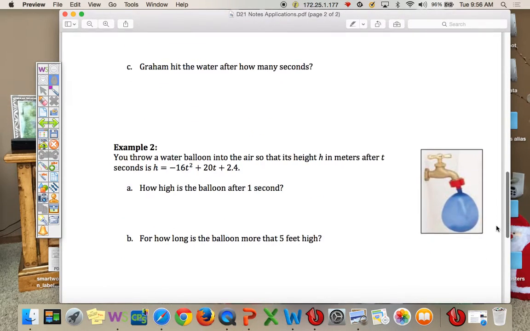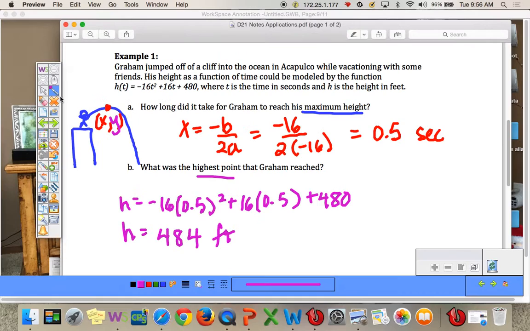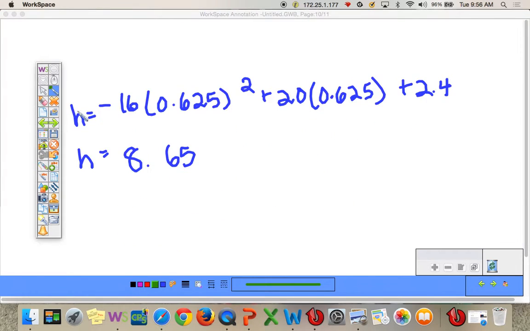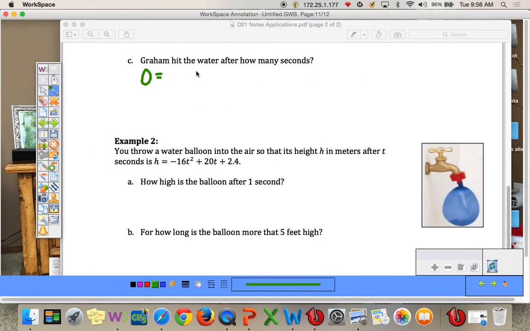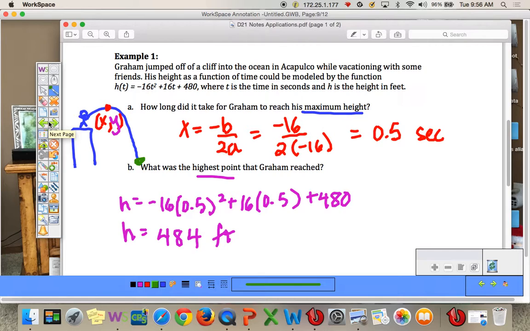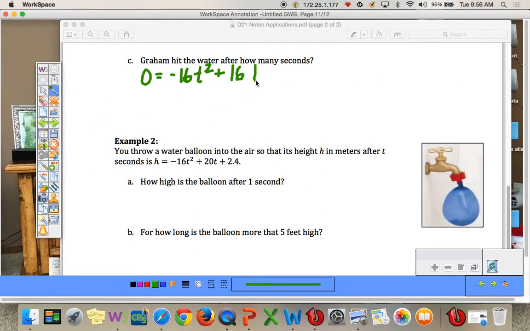Next question. Graham hit the water after how many seconds? So if we take a look at this, we're looking for when does he reach a height of 0? So we're going to set our equation equal to 0. 0 equals negative 16 t squared plus 16 t plus 480. And you can factor and use zero product property. You could look at your graphing calculator. I'll practice using quadratic formula.